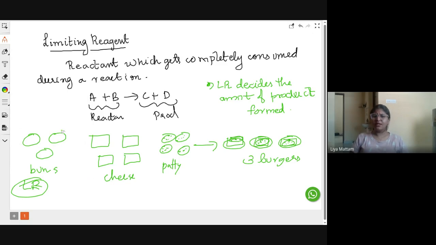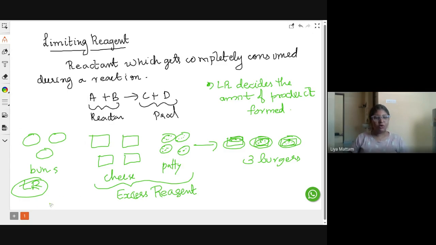We have also seen that even though the bun got over, 1 cheese slice and 1 patty was left. They are called the excess reagent. So even though the reaction got over, some amount of cheese and some amount of patty is left, but I don't have any use for that because the bun got over, and I cannot make the burger. So limiting reagent is the reactant that gets completely consumed during the reaction, and it decides the amount of product formed. This is the basic of limiting reagent.